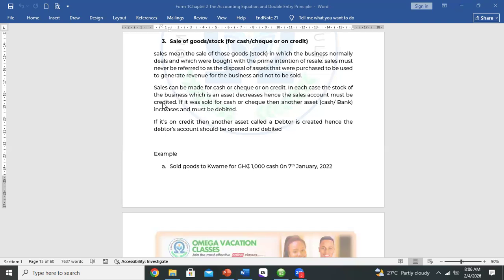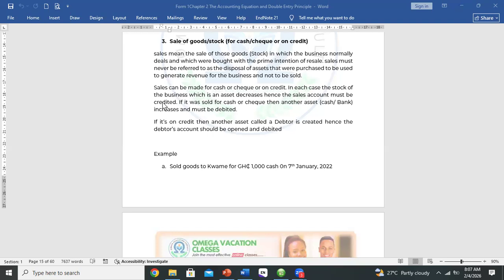Sales mean the sale of those goods (stock) in which the business normally deals and which were bought with the prime intention of resale. Sales must never be referred to as the disposal of assets that were purchased to be used to generate revenue for the business and not to be sold. Sales can be made for cash or check or on credit. In each case, the stock of the business, which is an asset, decreases. Hence, the sales account must be credited.